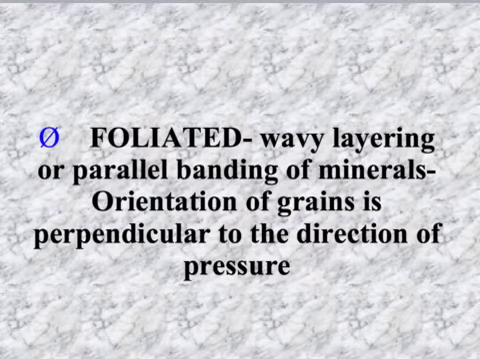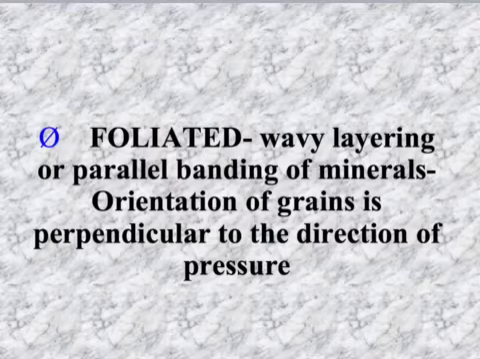Foliated means you can actually see the layering of minerals, parallel banding of minerals, and the orientation of the grains is obvious. It is perpendicular to the direction that the pressure was applied. So you can imagine that the mineral grains are literally squeezed out opposite of the direction of pressure.